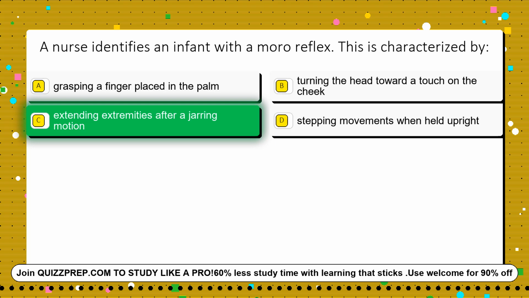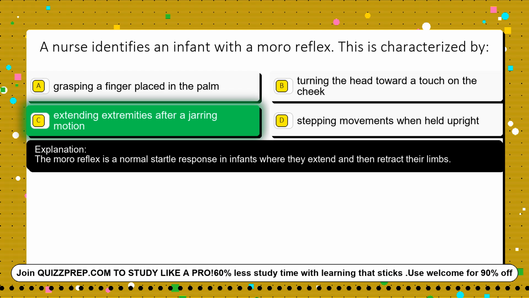The correct answer is option C, extending extremities after a jarring motion. The Moro reflex is a normal startle response in infants where they extend and then retract their limbs.